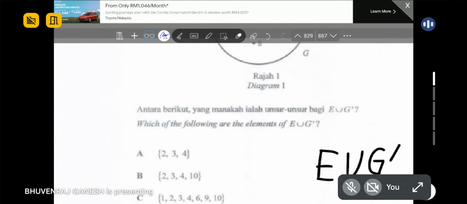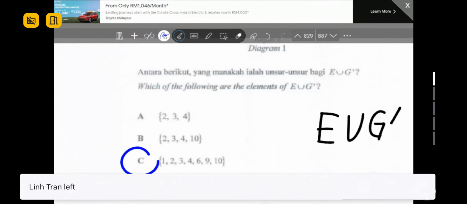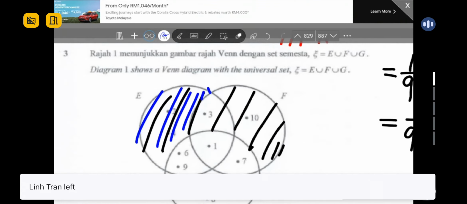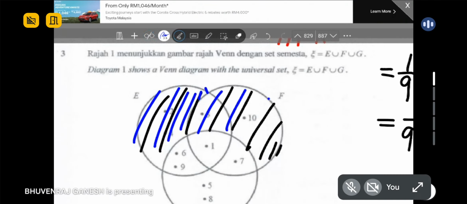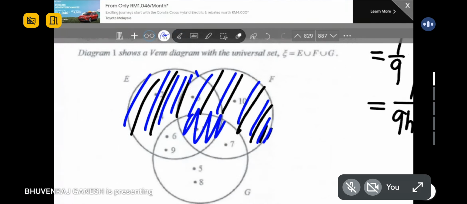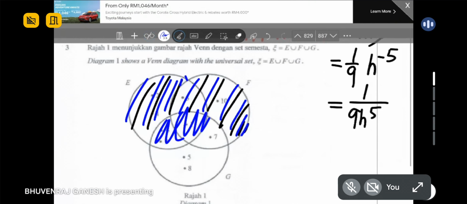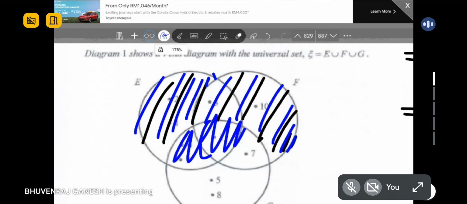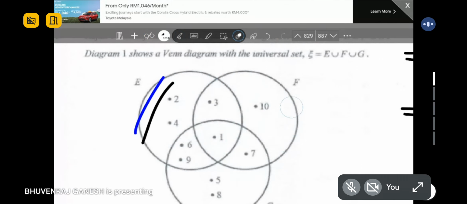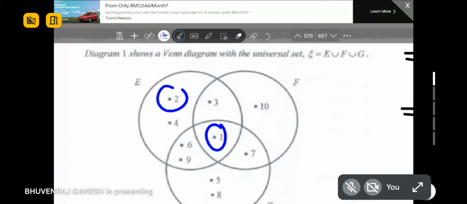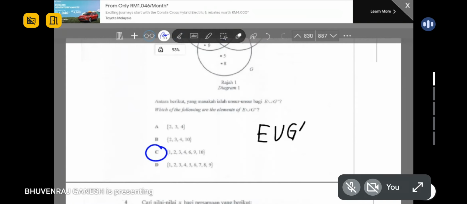So what is the answer? Okay, so you guys can see the answer is actually C. Okay, 1, 2, 3, 4, 6, 9, 10. So basically all the elements here lah guys. Semua yang ni. And also union E, sorry. Union E means ada yang ni. And also ada yang ni. Okay, because E, so seluruh bulatan E kena masuk. Okay. So that's why your answer is 1, 2, 3, and then 4, 6, 9, 10.